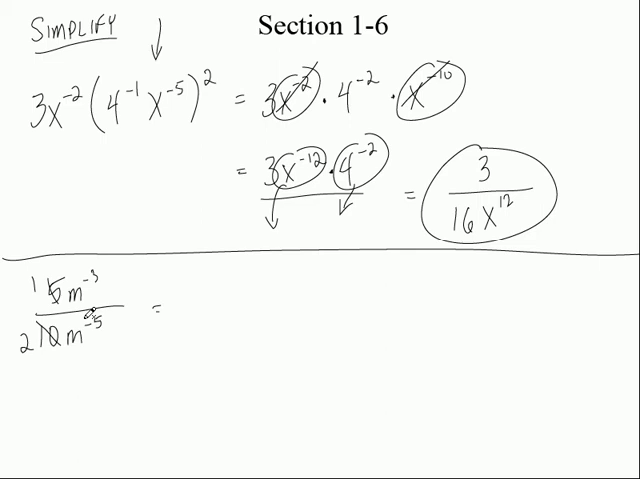Or I could do this. This is how I'm going to look at it. You could take this m to the negative third, move it to the bottom to make it positive. Then you could take the m to the negative fifth and move it to the top. But you don't have to do both of them. Let me show you why.